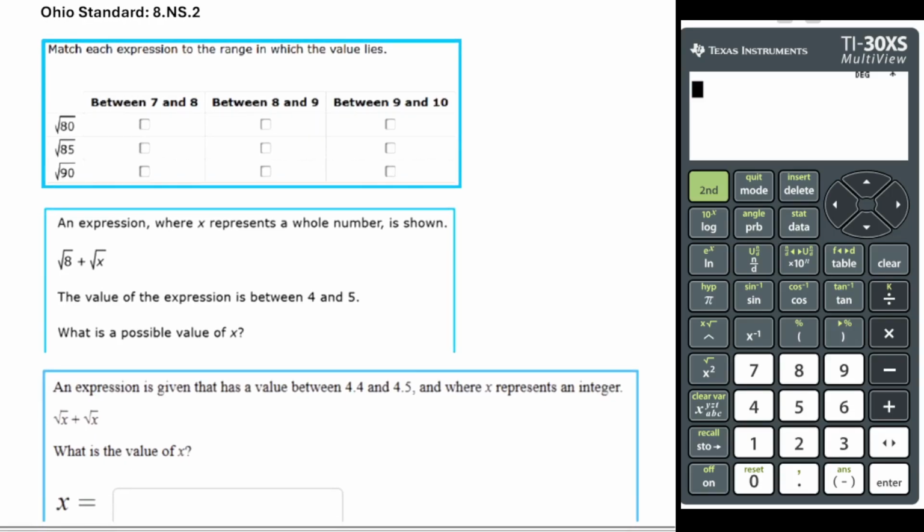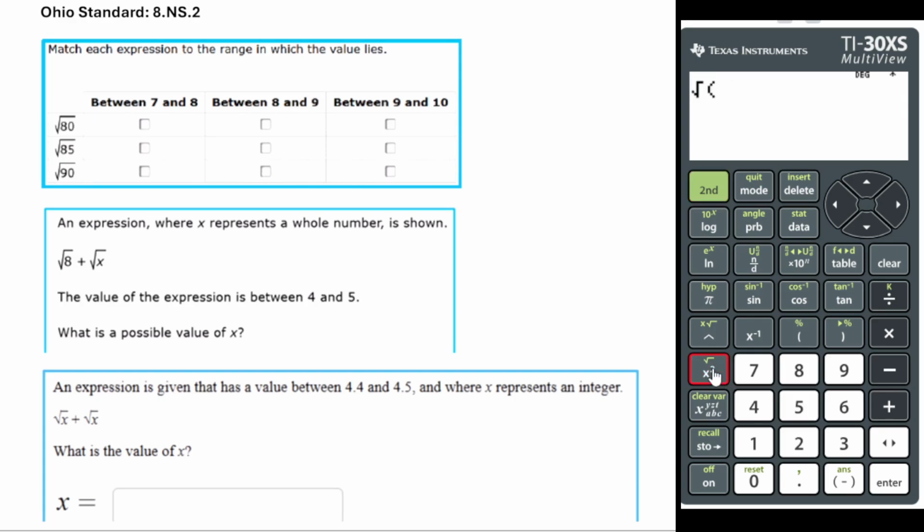Question 1. Match each expression to the range in which the value lies. And they give you three numbers: the square root of 80, the square root of 85, and the square root of 90. They ask you, is it between 7 and 8, between 8 and 9, or between 9 and 10? So all you're going to do is go to your calculator, hit second, and hit this x squared button right here. That gives you the square root.